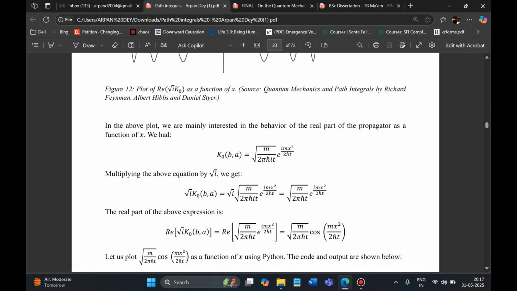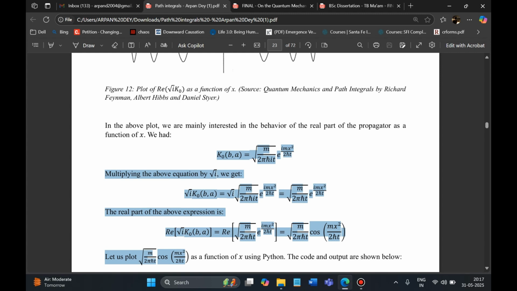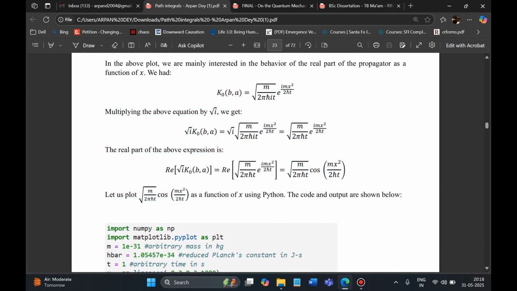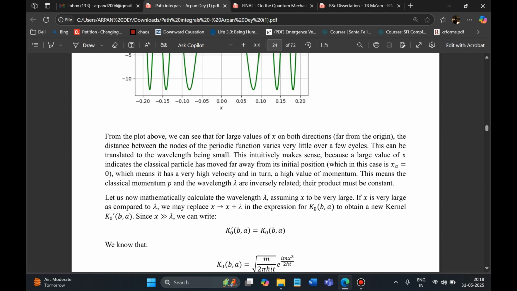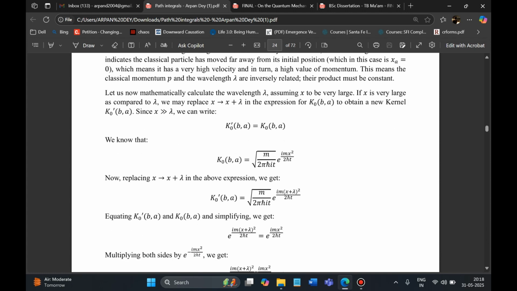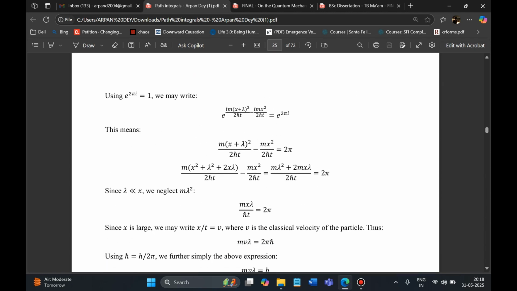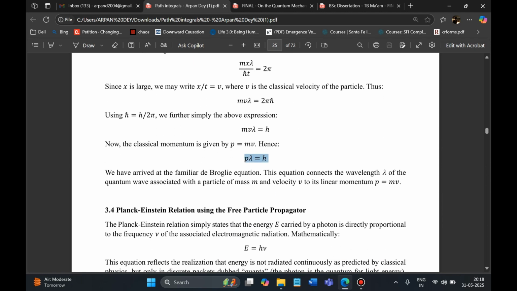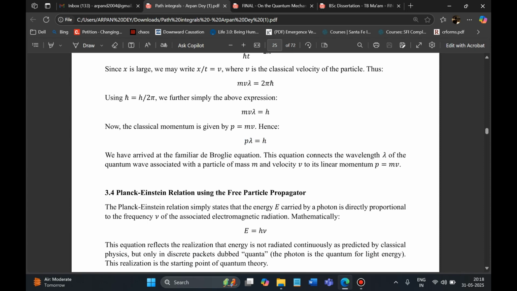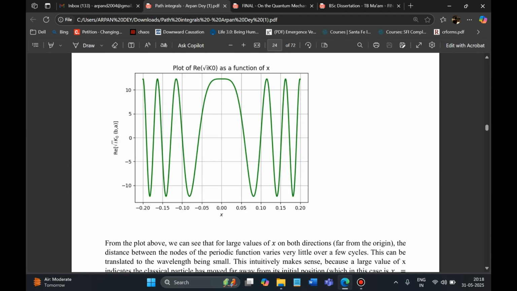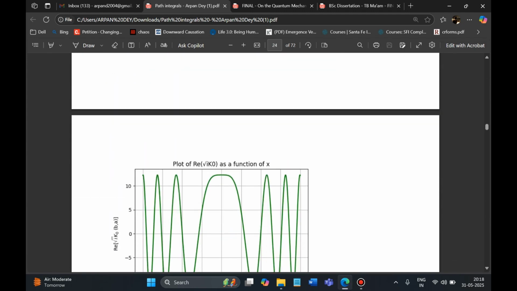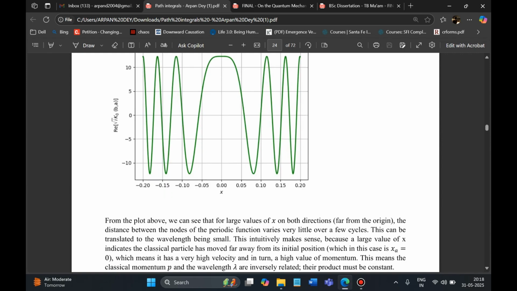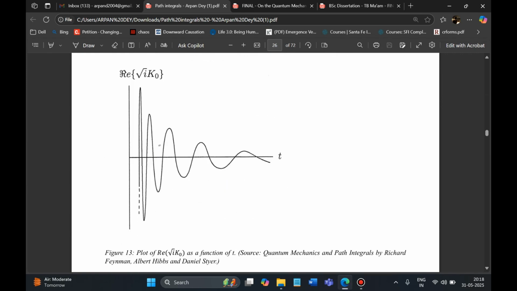I have also discussed mathematically how you can kind of show that de Broglie's relation holds using some very simple mathematical approximations and manipulations, not exactly a derivation. I've also shown that in my previous video, so I'll not discuss that here. But you can arrive at this equation, h over p equals lambda, or lambda times p is h. We plotted the real part of the square root of i times the kernel as a function of x. You can also do the same as a function of time.